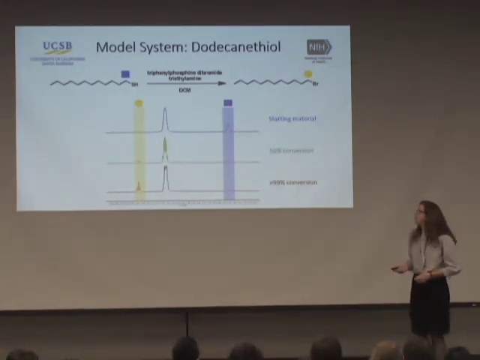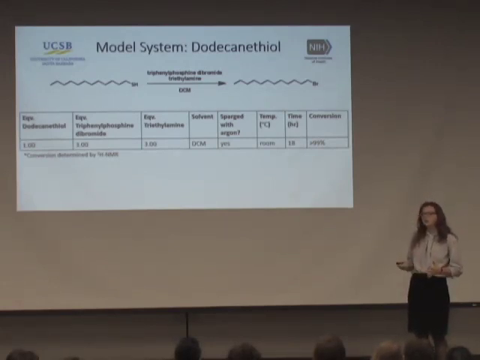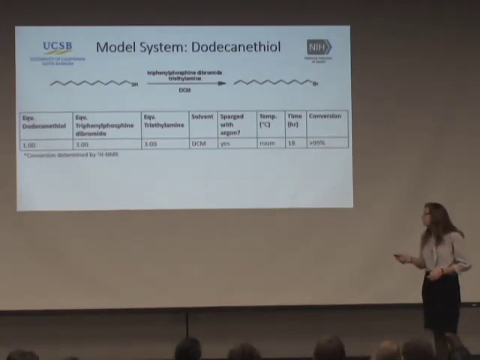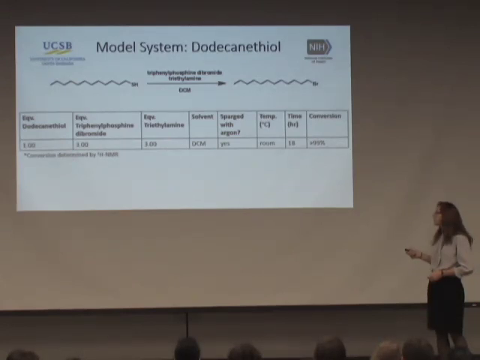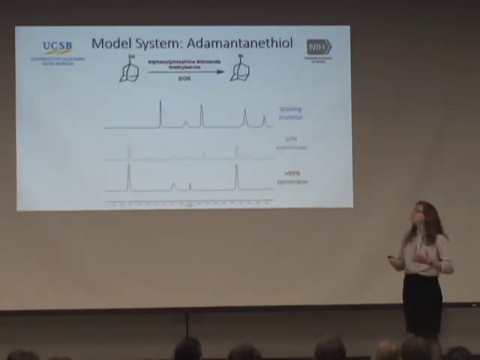So we use this to try different conditions, and we change the equivalents of reactants, the solvents, and the inert atmosphere. We came out with these conditions: 3 equivalents of our brominating agent, 3 equivalents of our base, and our solvent is DCM, sparged with argon, at room temperature. So we moved ahead with these and went to our more complicated model system, adamantane thiol.